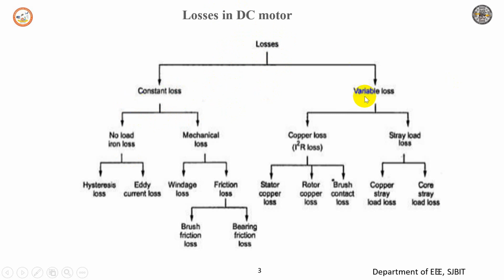Here we have two major losses. Under constant losses, we have no load iron losses and mechanical losses. No load iron losses depend on hysteresis and eddy current losses, while mechanical losses are further classified as windage and friction, and together these two constitute the stray losses. Variable losses are copper losses, that is I square R, and stray load losses, which are variable with respect to load. Under copper losses we have stator copper losses, rotor copper losses and brush contact loss. Under stray load we have copper and core stray load losses.